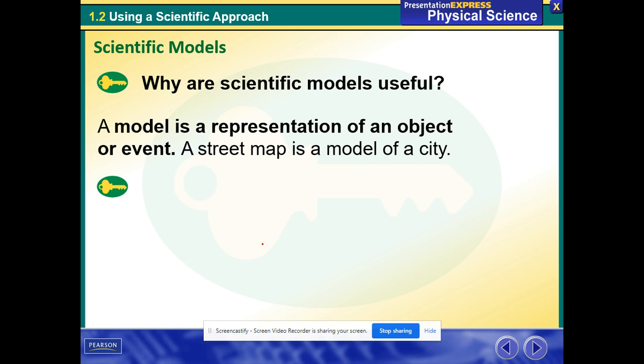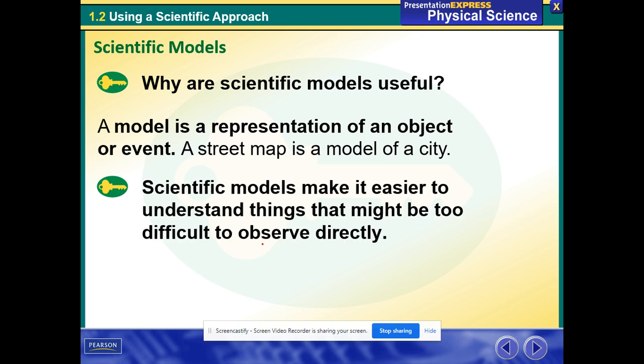In Mrs. Tom's class in the junior high, you use Legos to model basically elements and compounds and mixtures. Now, scientific models, the reason we use them is because they make things easier to understand that might be too difficult to understand, like the idea of compounds, or things that you can't observe directly because they're either too big or too small.